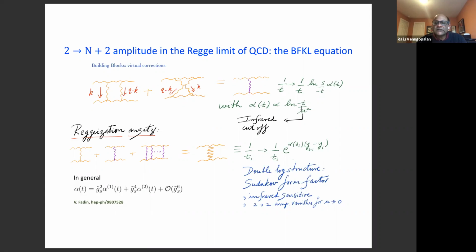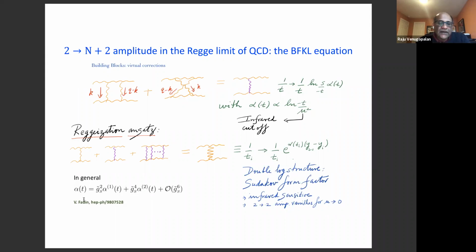So this double log structure is nothing but, again, a word you hear in the literature, the Sudakov form factor, which resums these kinds of double logs in the Mandelstam variable t and in s over t. But this has an infrared divergence. So when you compute the cross-section, if you were to take this infrared cutoff to 0, then the cross-section will just go to 0. So this 2-to-2 amplitude will just vanish if you were to take mu to 0. Now, as I mentioned, this Reggeization is an ansatz. It hasn't been proven to all orders, but it has been tested up to 2-loop order.